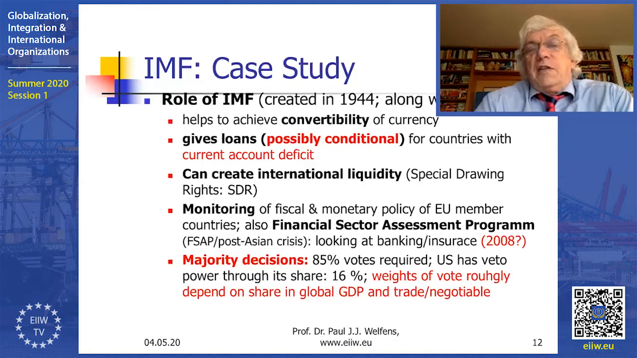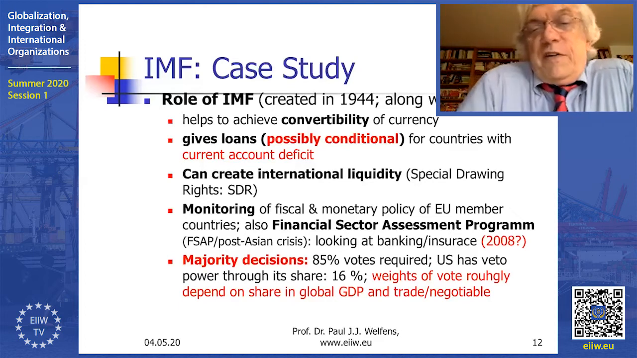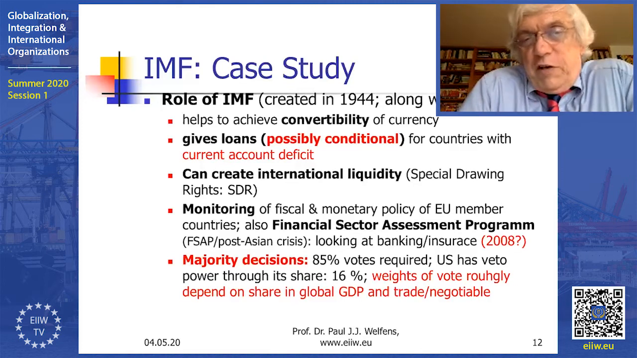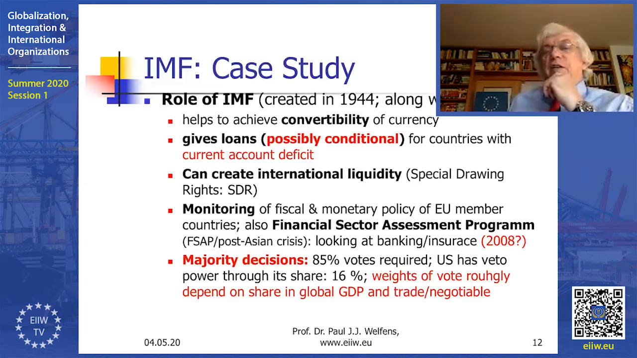And in addition to the so-called Article 4 reports, we have the so-called Financial Sector Assessment Program, FSAP, which we have since the Asian crisis, 1998. So this is a special report which is looking at banking and insurance. Obviously, the reports were not very, very good and very reliable in the run-up to the transatlantic banking crisis, because otherwise the FSAP reports would have told us there is a serious problem emerging.